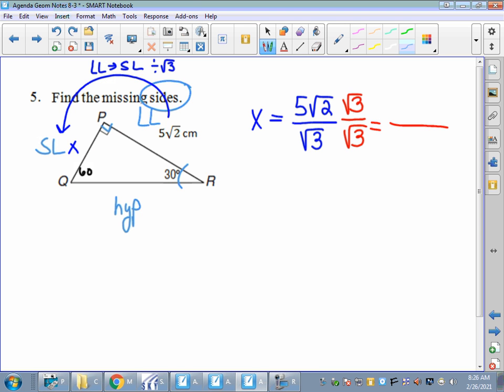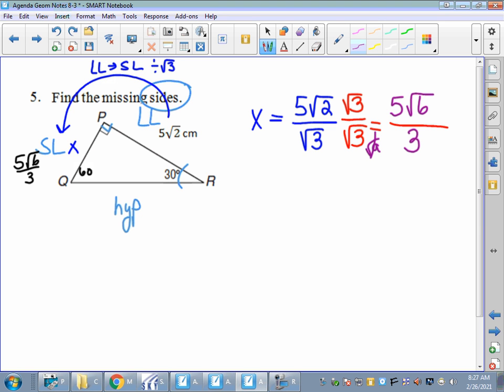So numerator, 5 is on the outside. It can't combine with anything else. The square roots can multiply. Square root of 2 times square root of 3 gives me a square root of 6. And then on the bottom, a square root of 3 times a square root of 3 would be a square root of 9, right? Which the square root of 9 is actually 3. Can I simplify 5 over 3 if I just ignore the square root of 6? 5/3 cannot be simplified. There's my answer for the short leg. Short leg is 5 square roots of 6 over 3. It is not pretty. It's hard to put on a number line, but it is the length of side x, or short leg.